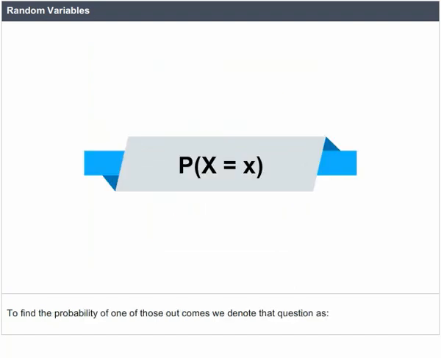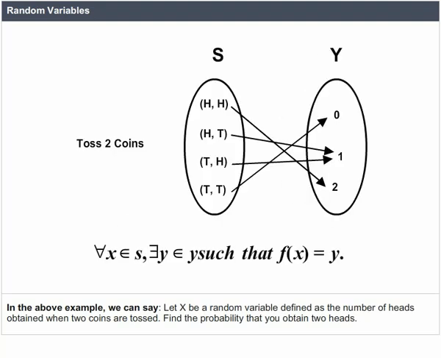To find the probability of one of those outcomes, we denote that question as probability of X equal to x, which means the probability that the random variable is equal to some real number x. In the above example, we can say let X be a random variable defined as the number of heads obtained when two coins are tossed. Find the probability that you obtain two heads.